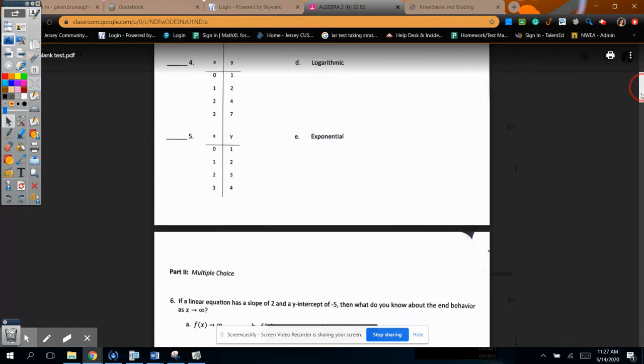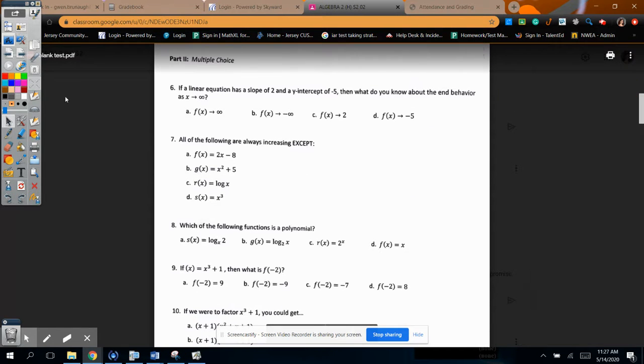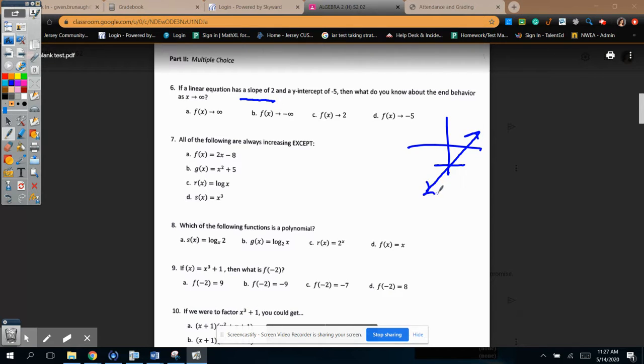So we'll move along to these guys. Talking about end behavior, if you have a linear equation and slope of 2, y-intercept of -5, what do you know about the end behavior? End behavior is really nice to have a little sketch. So we're talking about a positive slope line with a negative y-intercept. So it's kind of like this. And what is the end behavior as x goes to infinity or x goes to the right? Where is y going? Well, y is going up forever. So the answer is A as an apple.